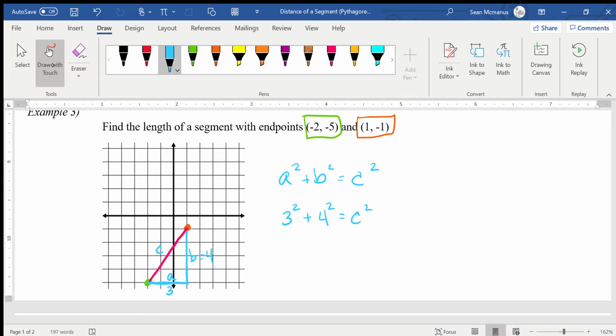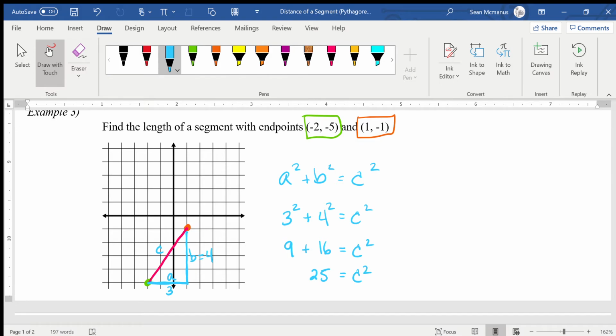So 3 squared, 3 times 3 is 9. 4 squared, 4 times 4 is 16. So I'm just doing a little arithmetic here. Then I add these together. 16 and 9 is 25. So 25 equals C squared.